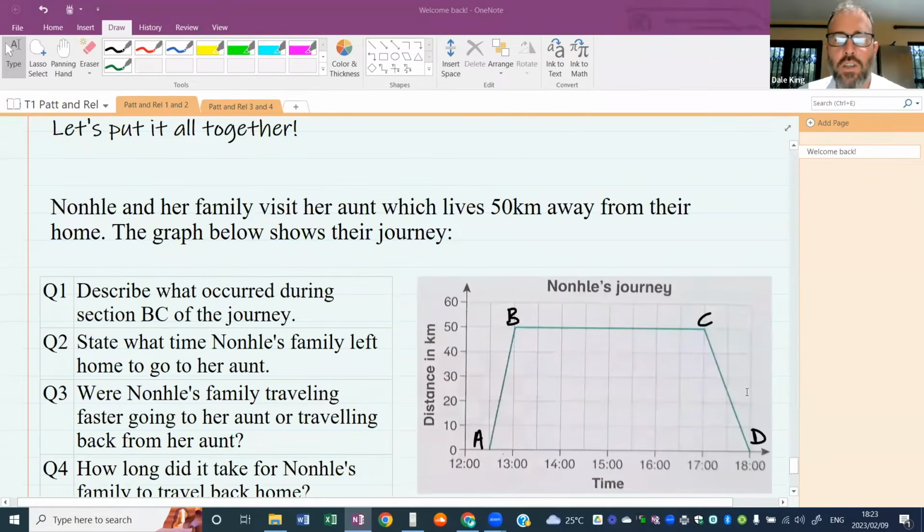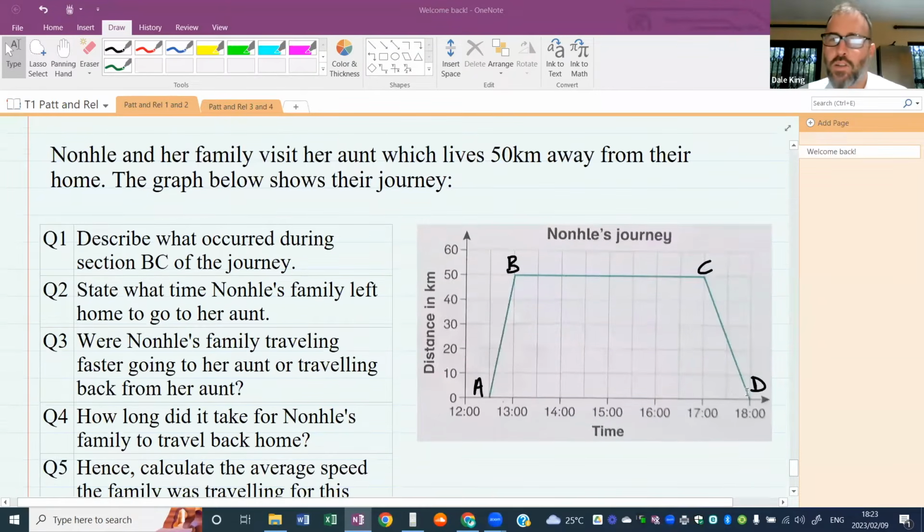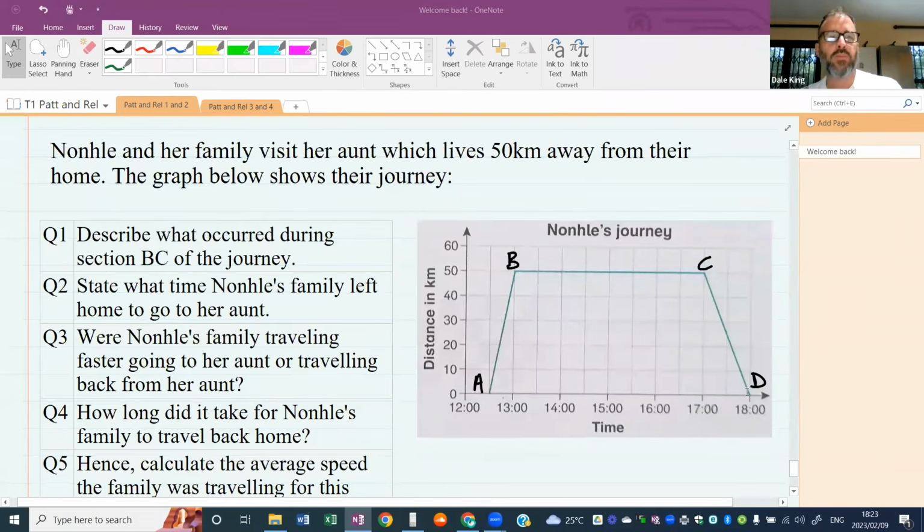All right, let's first look at the scenario. Okay, please don't start doing the question yet. Let's all understand the scenario. So it says here at the top, Nornclear and her family visit an aunt which lives 50 kilometers away from their home. The graph below shows their journey. All right. So if we look at the graph here, on the x-axis, we have time. And then on the y-axis, we have distance in kilometers. Okay. So this is the distance away from their home that they're traveling. So the y-axis is how far away from home are they traveling.